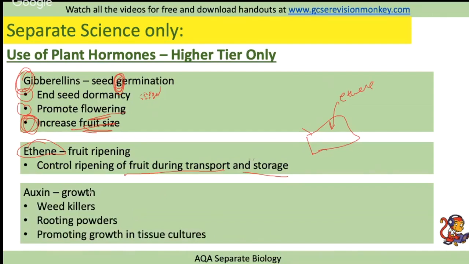And auxins, because they are involved in growth, they can be used in weed killers because they cause uncontrolled growth in broadleaves. So weeds like this that are sticking out of the ground, they will leave the grass, for example, that'll be fine, but the auxin will cause uncontrolled growth of these, which will cause them to die out. It can be used as rooting powders and promoting growth in tissue cultures, which we'll come to next.